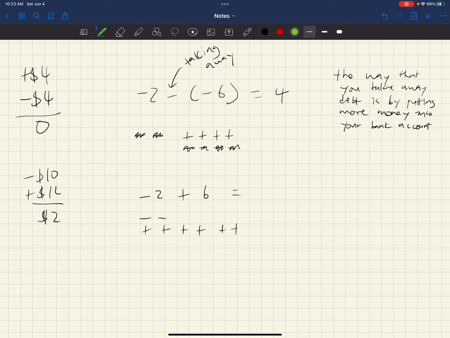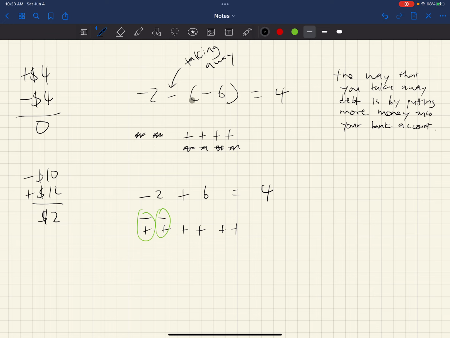And then what do you see? 0 pairs here. And what's remaining? I have $4 remaining now. I have 4 counters remaining. You guys see it's the same thing. Taking away debt is the same thing as adding money into your bank account, right?